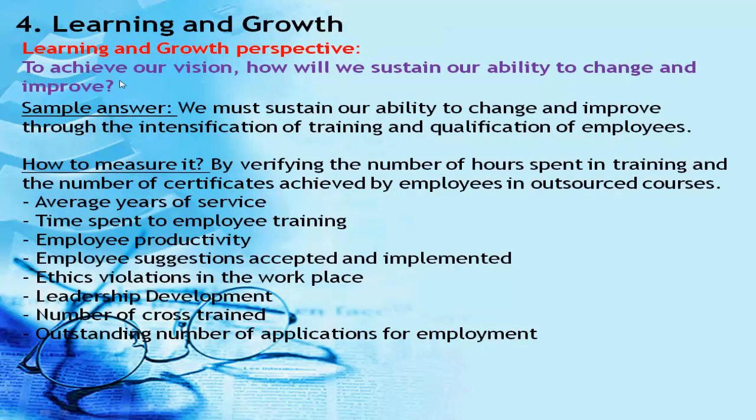Learning and growth perspective. To achieve our vision, how will we sustain our ability to change and improve? Simple answer: we must sustain our ability to change and improve through the intensification of training and qualification of employees. How to measure it? By verifying the number of hours spent in training and the number of certificates achieved by employees in outsourced courses. KPIs would be average years of service, time spent on employee training, employee productivity, employee suggestions accepted and implemented, ethics violations in the workplace, leadership development, number of cross-trained employees, and number of applicants for employment.